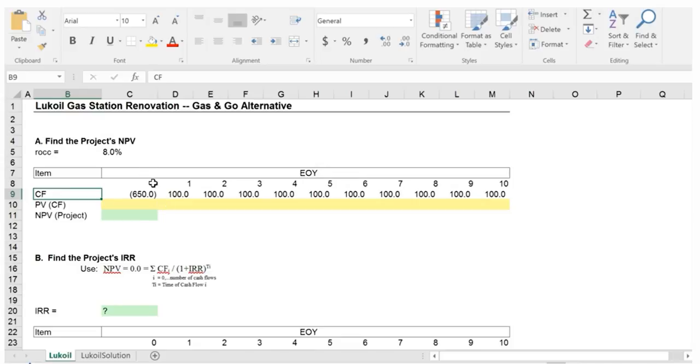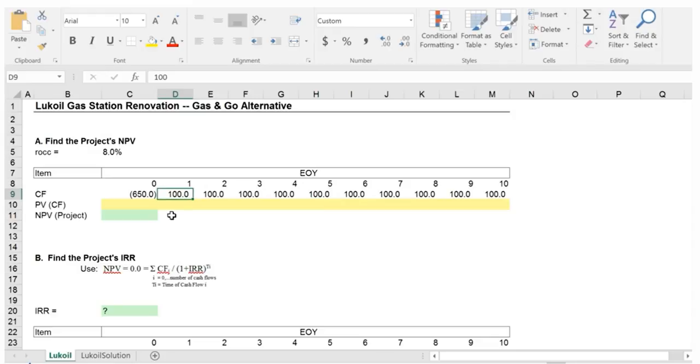And what you want to do is lay out the key items that you've got going here, and you want to have time zipping along here. In our case, years, could be months, could be quarters, doesn't matter. And then underneath the time row, we want to have the cash flow that happens at that time. So at t equals 0, beginning of project, Lukoil is going to have to spend $650,000, so I have that as a negative number.